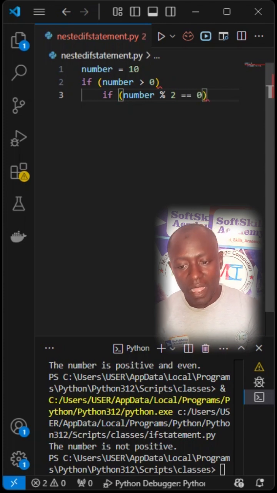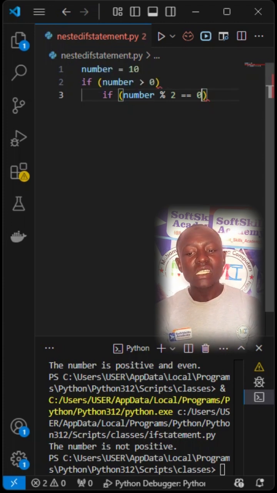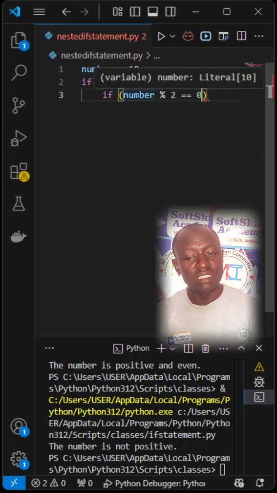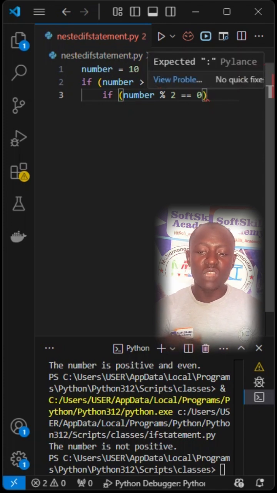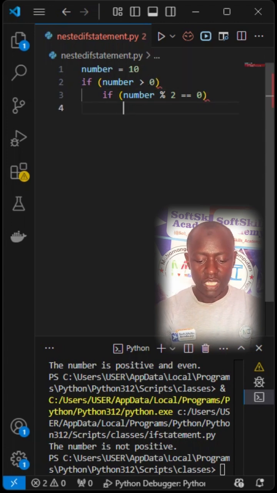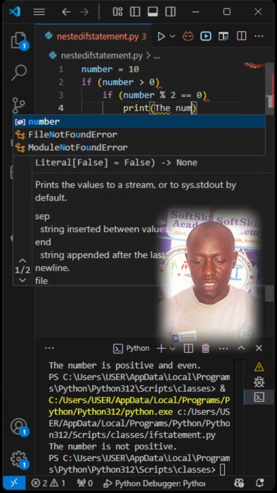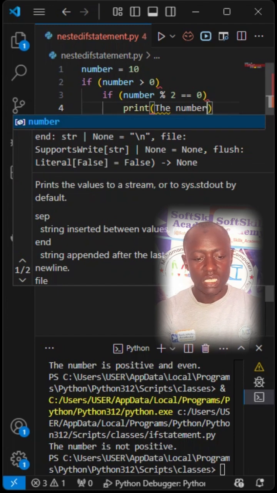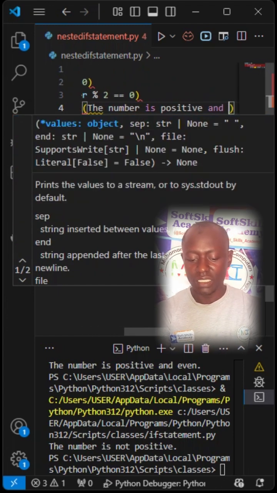If this is true, it's going to move to the second if. And then the number again, if you divide it by 2, the remainder is going to be 0. Fine, then it should now execute the first statement if this is true. So the first statement is going to be print. So we are going to print the number is positive and even.